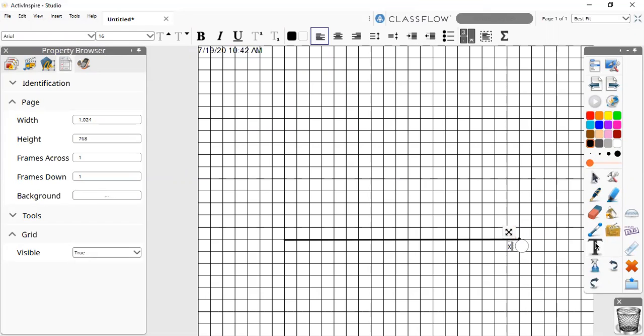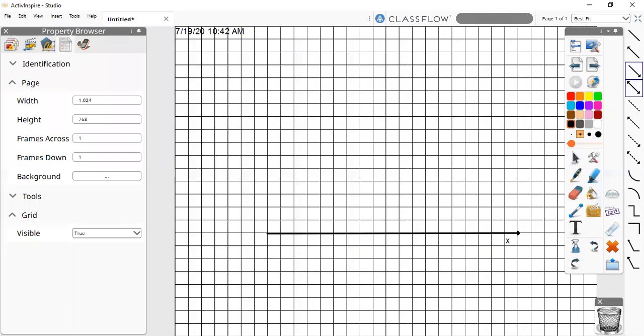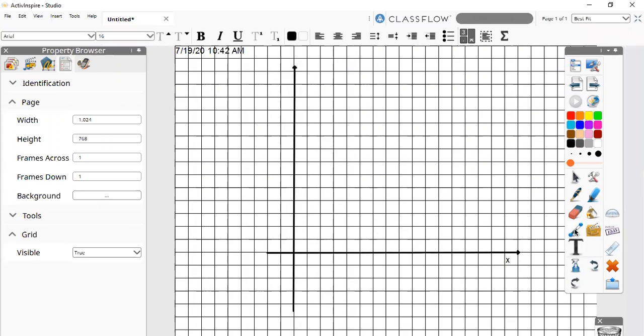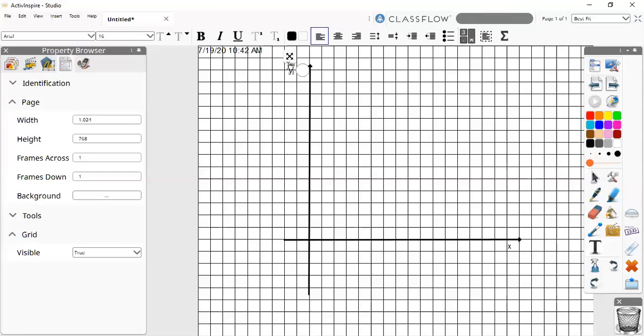Now we have another number line perpendicular to this number line. Okay, let's draw it. Let's draw it here. Sorry. The other number line we are going to put perpendicular to X, and we are going to call it Y. Now, as you see, this is the number line, and the other one is also number line. We have two number lines.